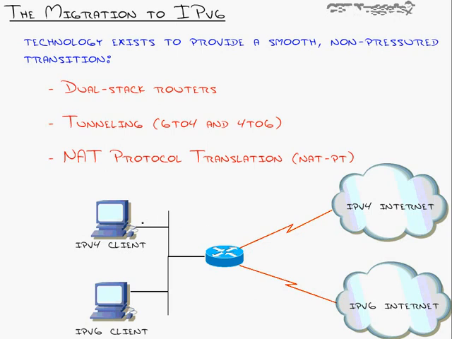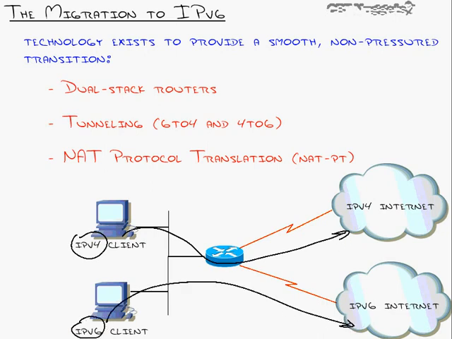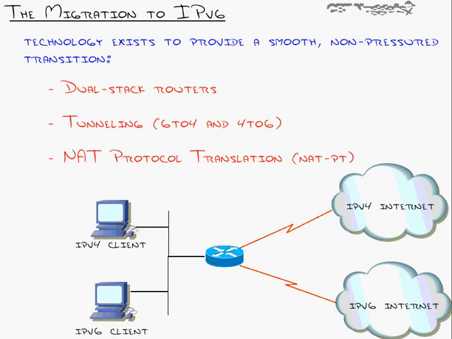And as we slowly migrate our clients, one by one, we have IP version 4 clients. They can keep using the IP version 4 Internet, and IP version 6 clients will be able to use the new version 6 Internet. And we can slowly, in phases, migrate our clients over.